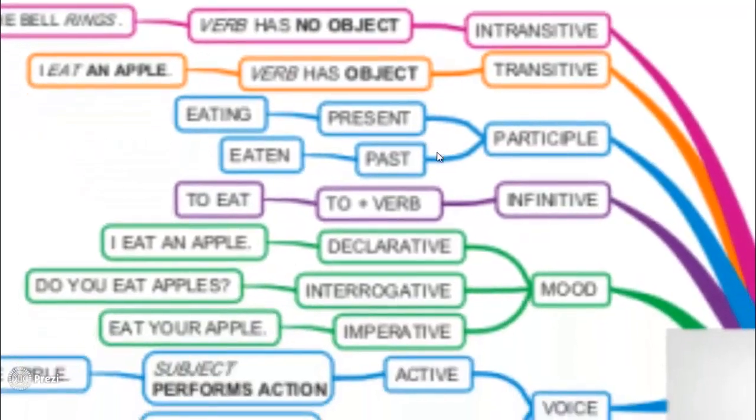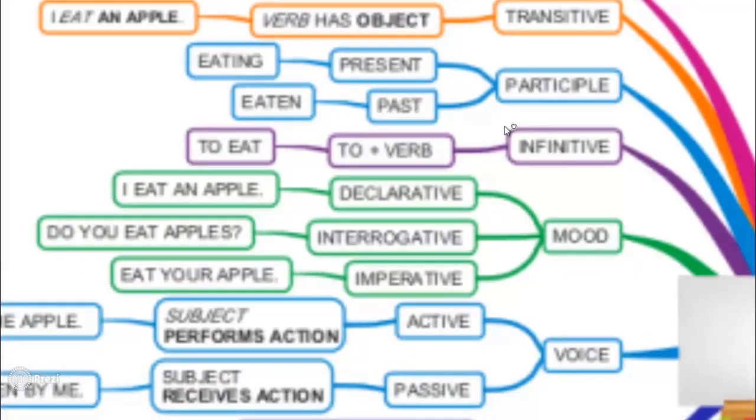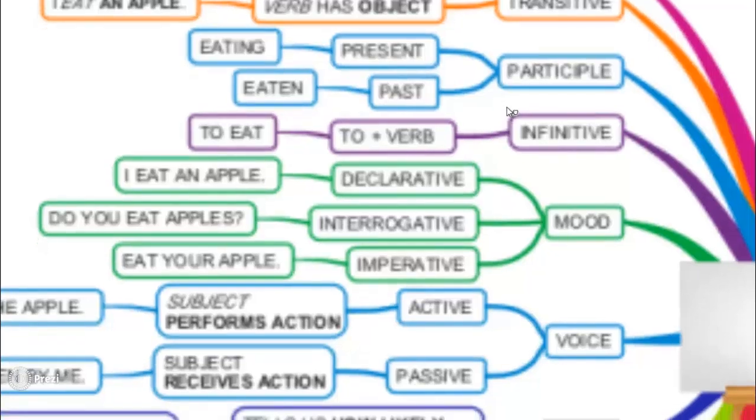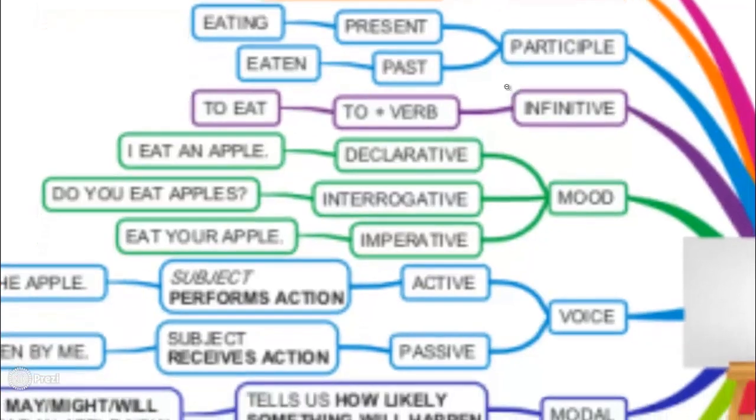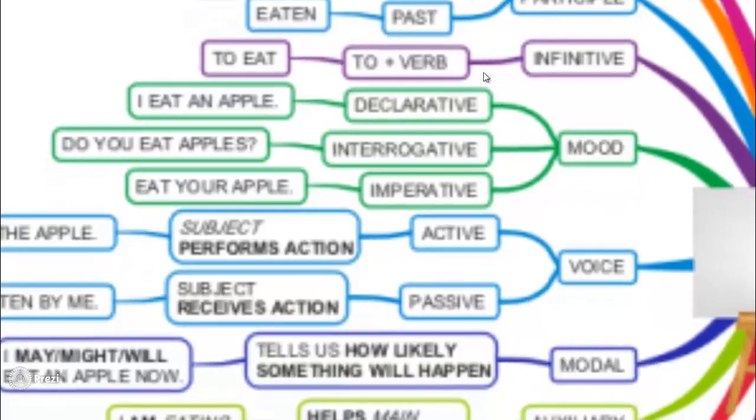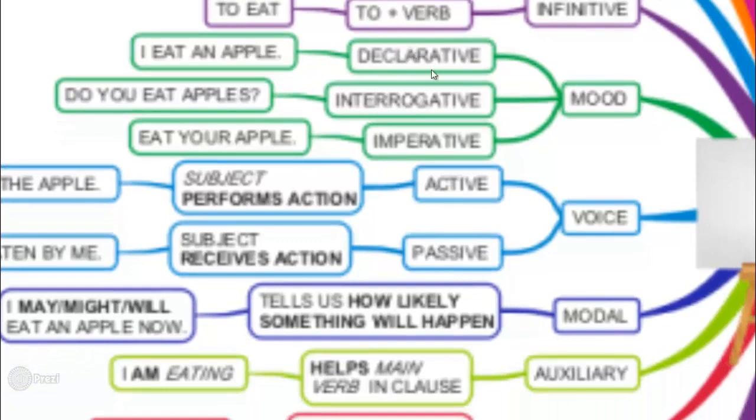Then we talk about participle verbs. Verbs that end in, we can talk about present participle or past participle. They are used for specific purposes and reasons. Then we can talk about infinitive verbs. Those that are not conjugated, and are those that we use with the preposition to: to eat, to sleep, to go, to come. Then we can talk about the verb mood.